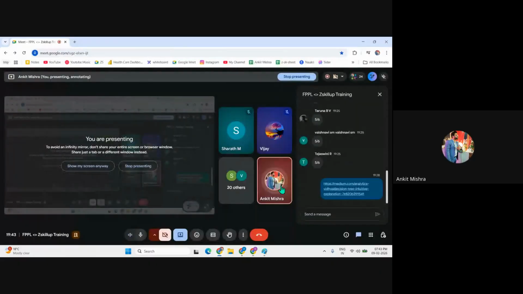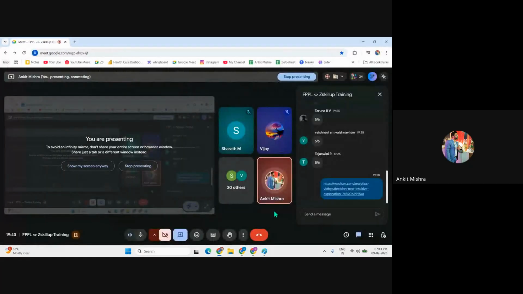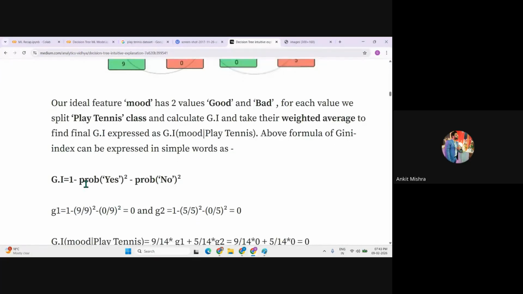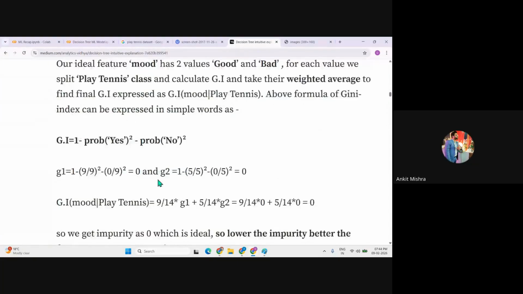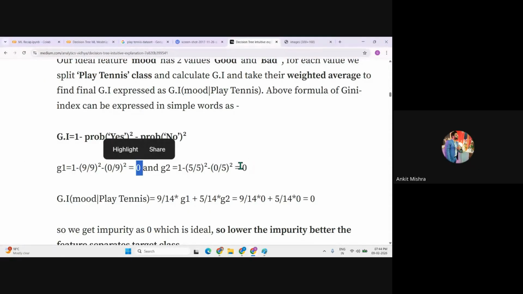Guys, any question related to this Gini index or the formula? It's 1 minus the summation of the probability of each class followed by their square. So the formula becomes like this: 1 minus the probability of this in the overall context, minus the probability of this in the overall context. And if you solve this, you will get G1 as 0 and G2 as 0.